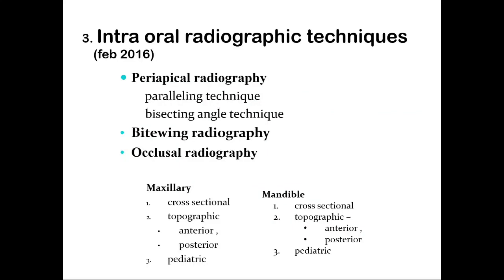Then the next question that can be asked is on intraoral radiographic techniques. Once this question has been asked, you can formulate periapical radiography, bite-wing radiography, and occlusal radiography. In periapical radiography, you have two types of techniques: the paralleling technique and the bisecting angle technique. Please draw the diagram along with that, showing how the paralleling technique is and how the bisecting angle technique is. Most commonly they ask the bisecting angle technique, and you must also know that the other name for the bisecting angle technique is the short cone technique. The other name for the paralleling technique is the long cone technique. Then you have bite-wing radiography and occlusal radiography, which I have explained in the previous slide.